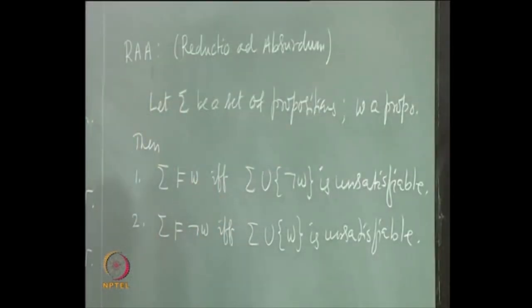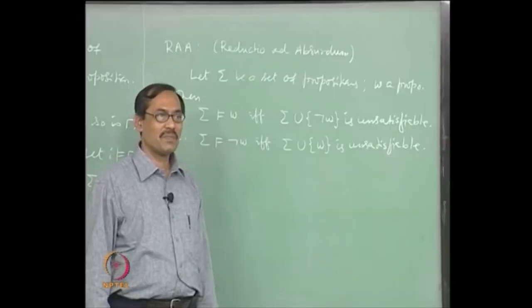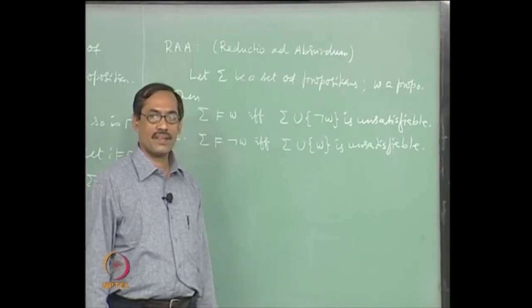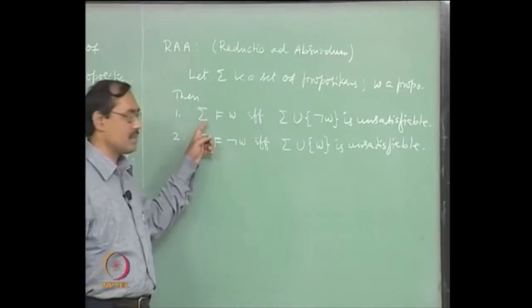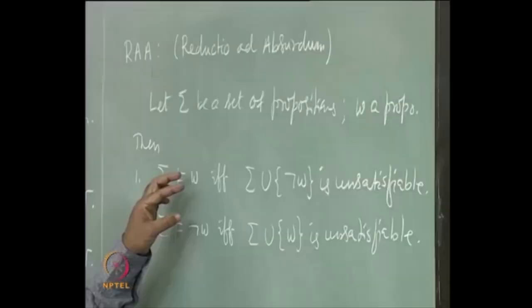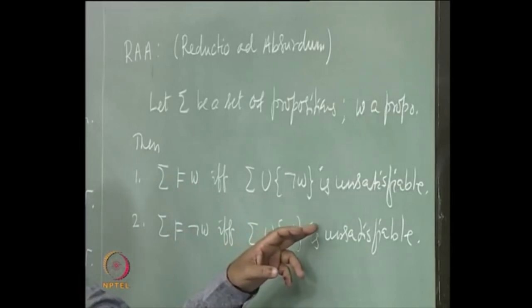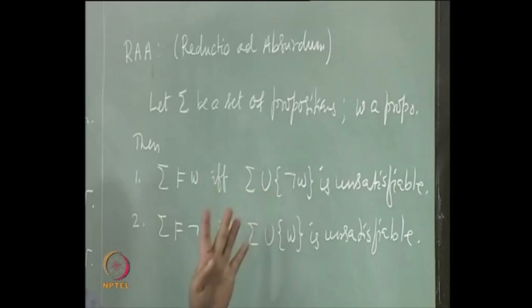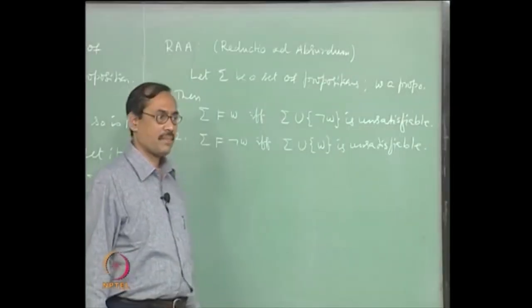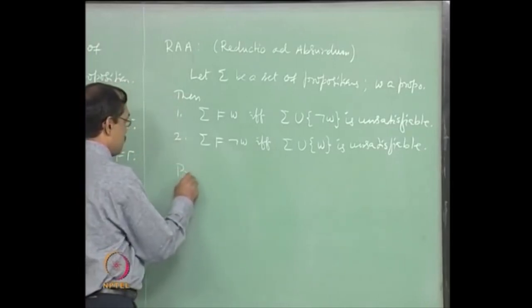Okay, provided sigma is non-empty. If sigma is empty, then it is clear from the beginning, right? W is valid if and only if not W is unsatisfiable, right? If sigma is empty, you forget the empty case. Is it clear now? Okay, so let's write the proof.